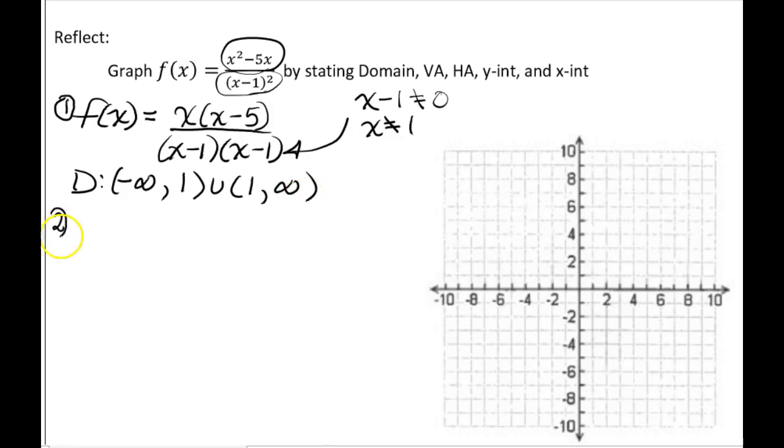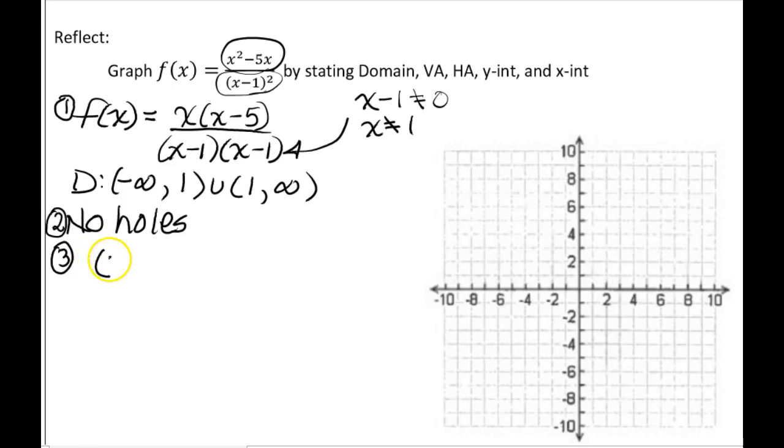For step number 2, we need to decide on holes. In order to decide on holes, we need to see if the denominator has any factors that cancel out with the numerator. And we can see there are none, so there are no holes. For step 3, we need to find intercepts. We're going to find both the x-intercept and the y-intercept.